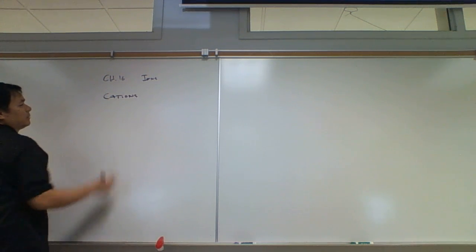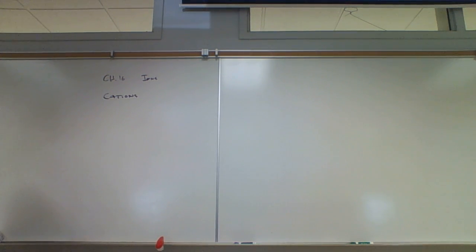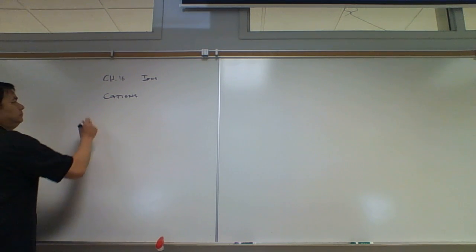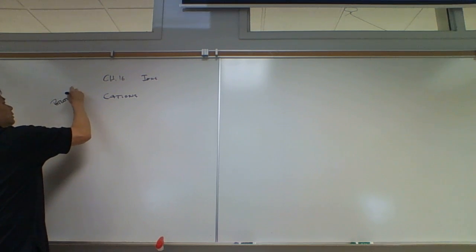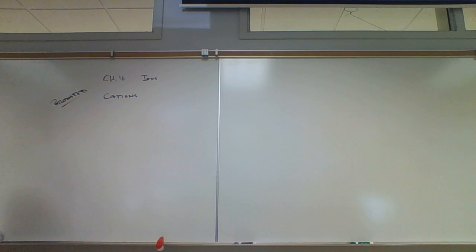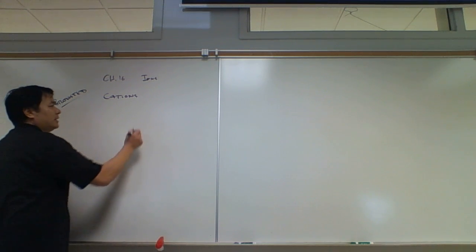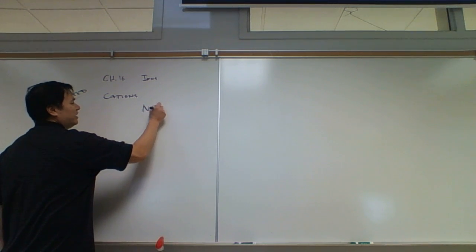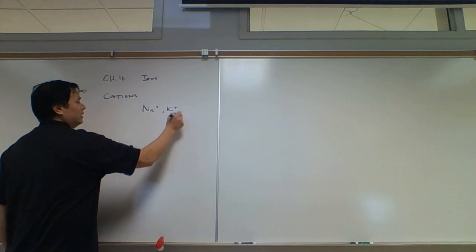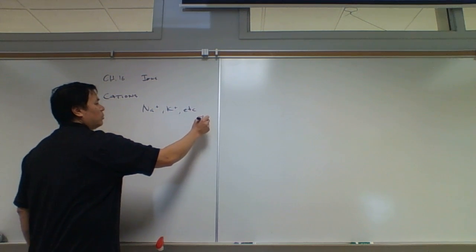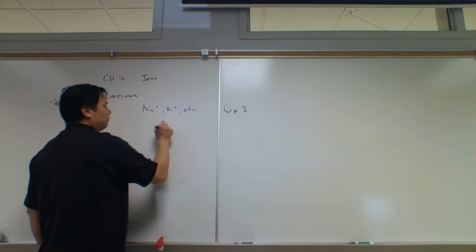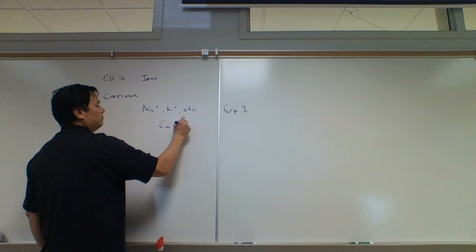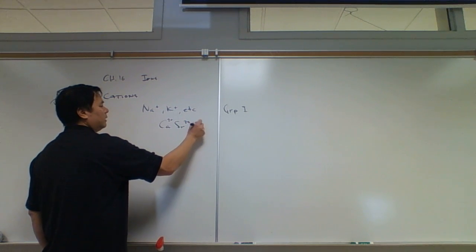Cations that can be acidic or basic. Actually, not really. It depends on what we're talking about. For Bronsted acids and bases, cations, normally we don't think of it, like sodium, potassium, etc. In other words, the group 1, and then calcium, strontium, barium.